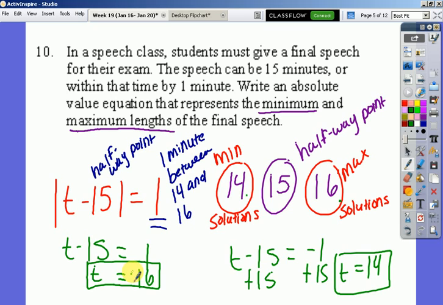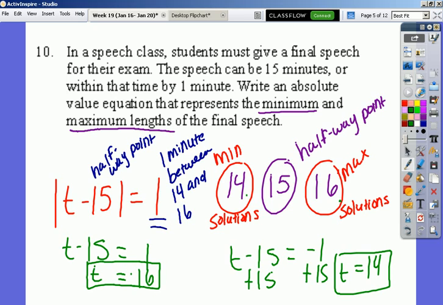Okay. So again, here with this one, minimum, maximum, go through the absolute values, solve them, where your solutions are the minimum and the maximum, and that's your correct answer. If you get something that's not the minimum or maximum, then that's not the correct absolute value equation to use. Yeah? All right.